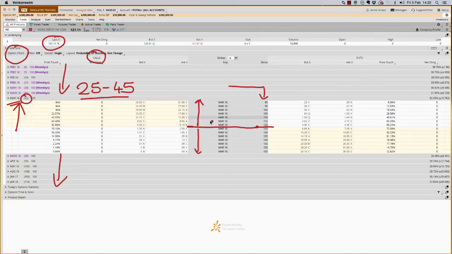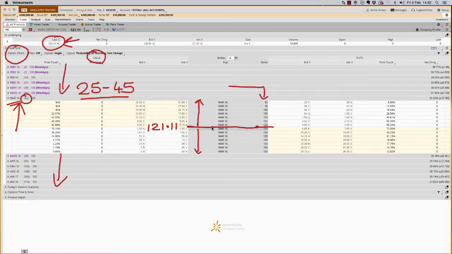So there are two sides to this now. We've got all the options below the current stock price. Again, the current stock price is $121.11. All the options below $121, and we can see here 120, 115, 110, all the way down to $90. These are the ones that we can see in view at the moment.